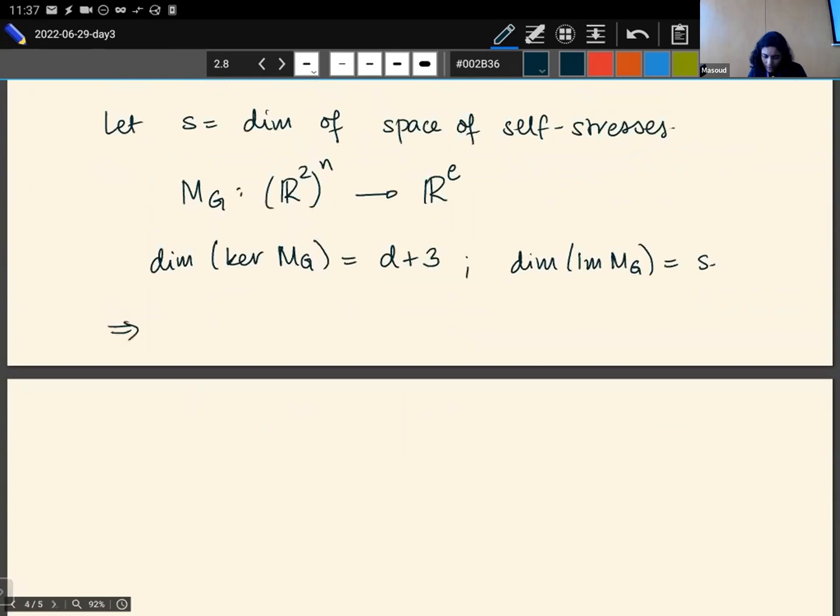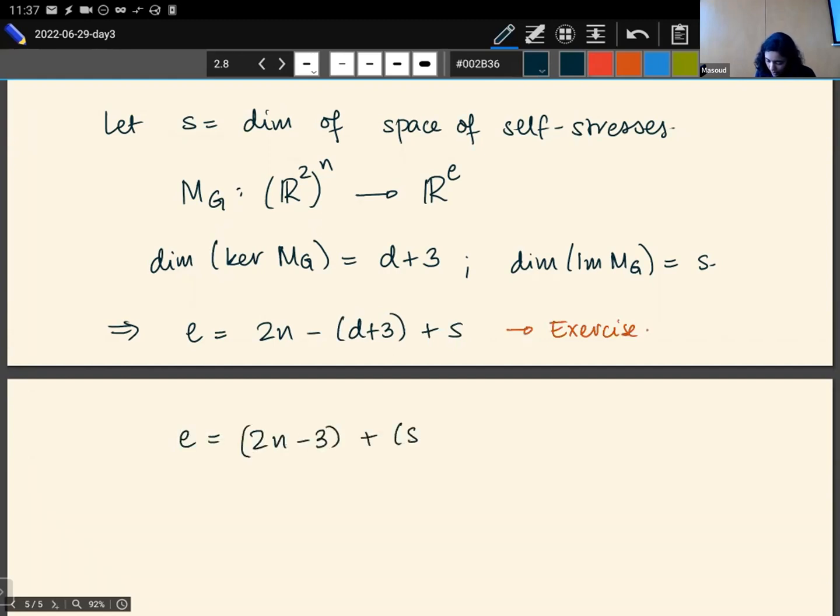So all of this implies that E equals 2n minus (d plus 3) plus S. Okay, so this is pure linear algebra, which I can't do in front of the classroom. So this is once again an exercise. But let's see what this means. Let me rearrange so that I have my lovely number 2n minus 3 here. So E is 2n minus 3 plus S minus D.